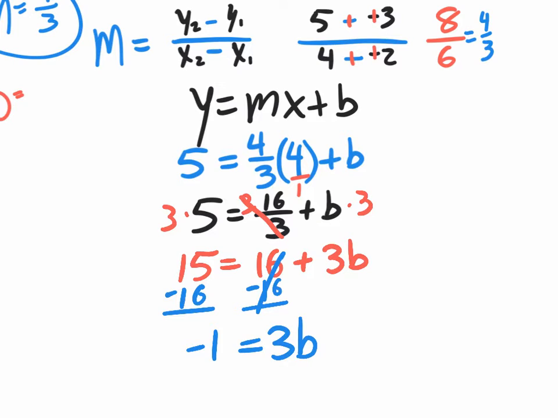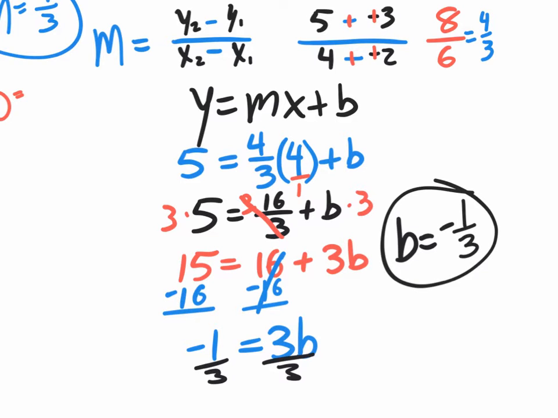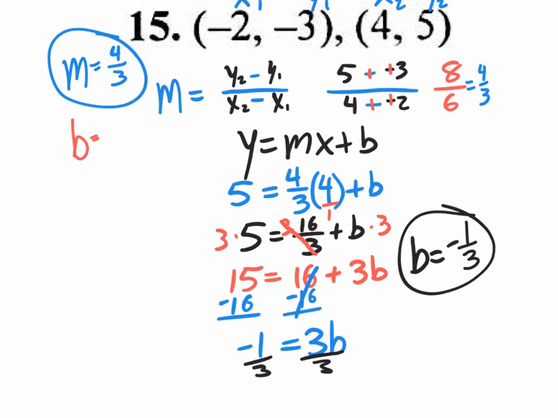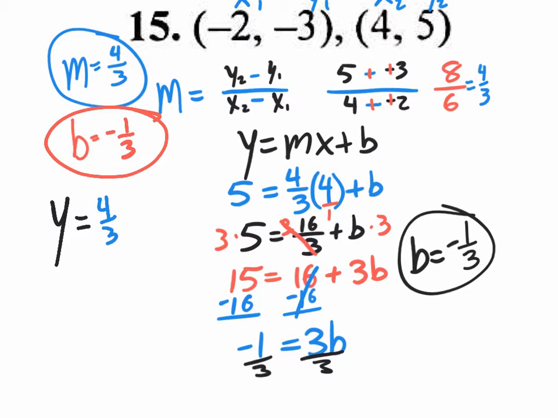Final step. How do I get rid of that 3? Divide by 3. b equals -1/3. So let's go back up to where I originally wrote down m and b. Sorry. So we needed the m, we needed the b. We just found that the b is -1/3. Now I could write my equation in slope-intercept form. Y equals 4/3 x minus 1/3. Remember, all you need is the m and the b.